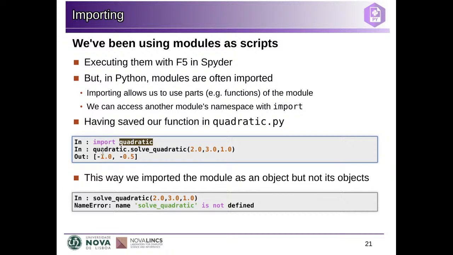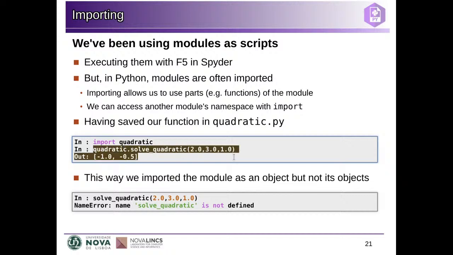This means that we can tell Python to execute the function solve quadratic that belongs to the quadratic module. So we can do this, we import the module and we say quadratic dot solve quadratic with the parameters that we want, with the arguments that we want. So when we import the module, the module will be an object too, and this object will have its own functions and other objects that we defined inside the module.